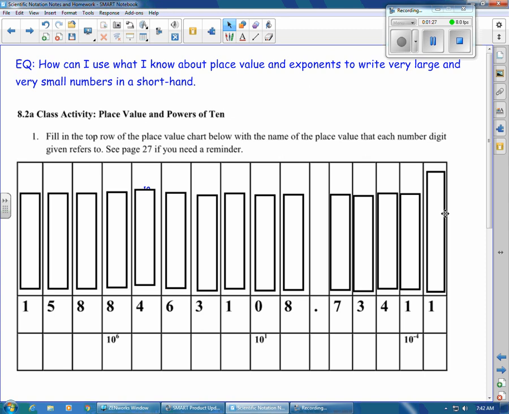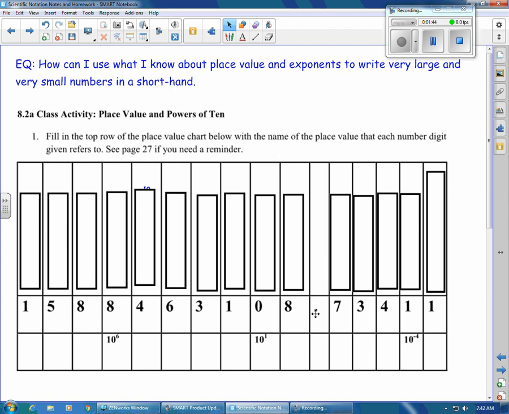Now, place value you should have learned probably in elementary school. You might have had something in your classroom that had a table similar to this, and it talked about the different place values. So I'm going to start actually in the middle of the chart. We're going to start here where the decimal place is.